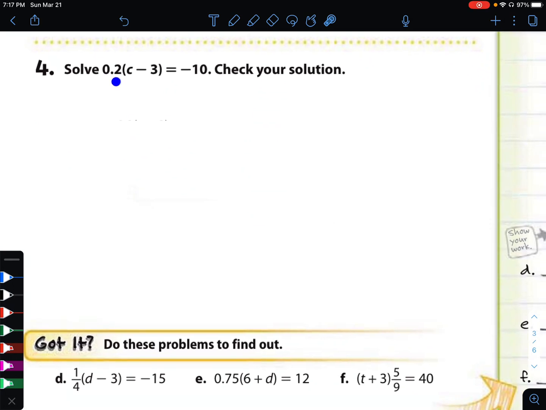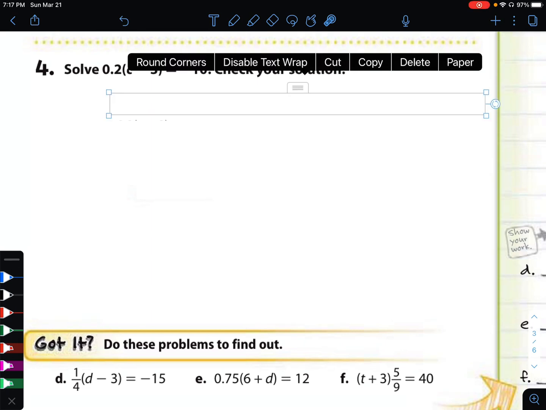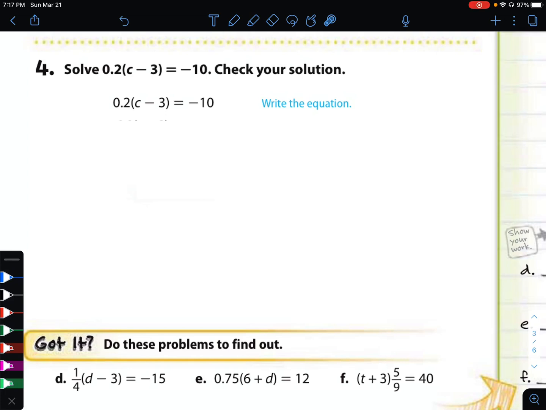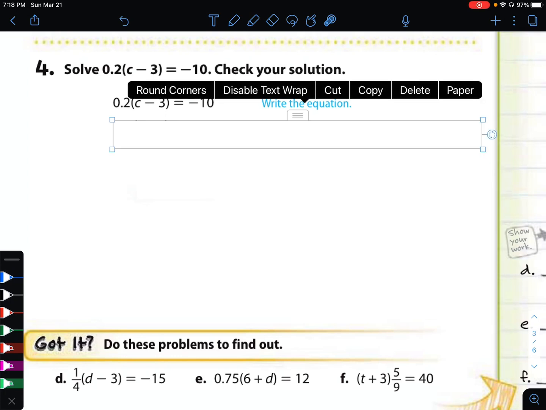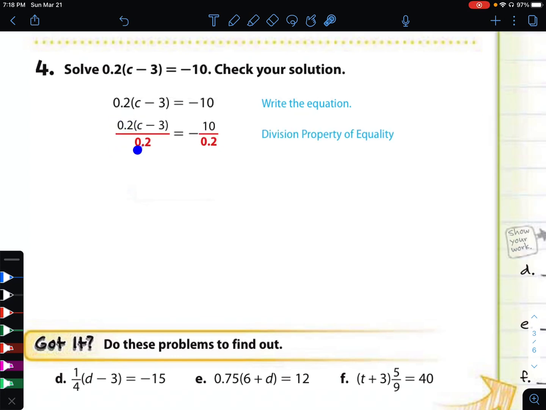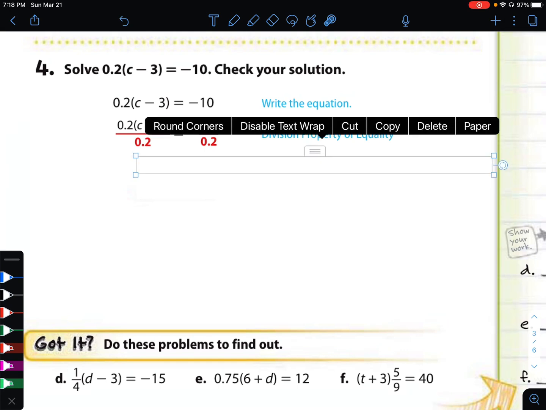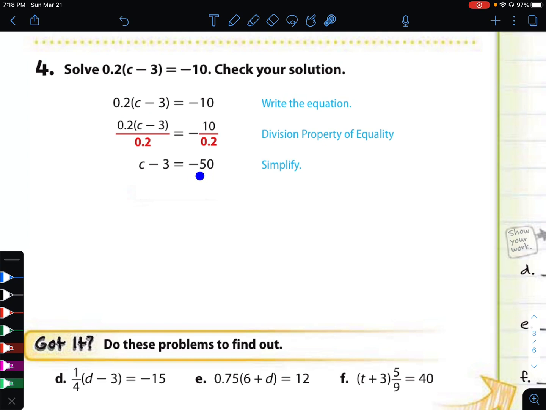This time we are using a decimal as a rational coefficient, and we have to check our solution. So again, copy the problem down: 0.2 times the quantity c minus 3 equals -10. Since this is a multiplication equation, we use the division property of equality by dividing both sides by 0.2. The 0.2 cancels out. You're left with c minus 3 equals -10 over 0.2, which is the same as -50. So what I did here was take -10 and divide that by 0.2, which gives you -50.